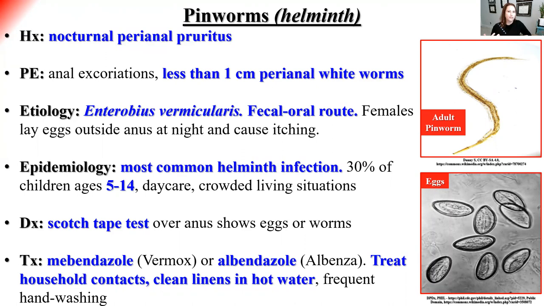The scotch tape test for this is pretty self-explanatory. You put a piece of scotch tape over the anus at night, and when you take it off in the morning, you either see the worm, the eggs, or the fecal material of the worms. This is treated with an antihelminthic, mebendazole or albendazole.